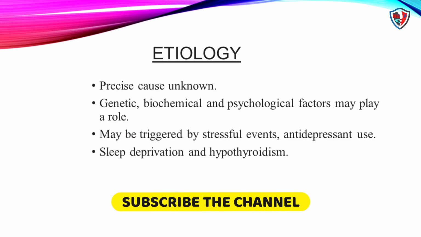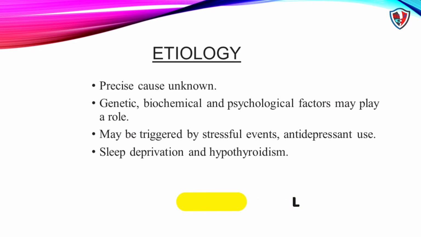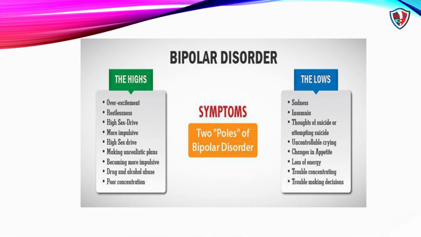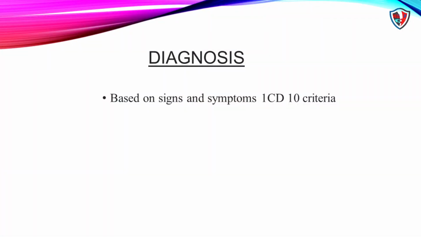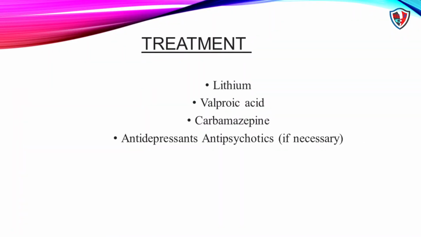These are the etiological factors of bipolar affective disorder. These are the symptoms of bipolar disorder according to highs and lows. The diagnosis of bipolar affective disorder can be done based on signs and symptoms of ICD-10 criteria, and the treatment includes some of the drugs shown on the screen.